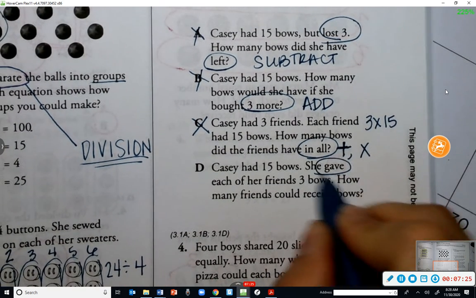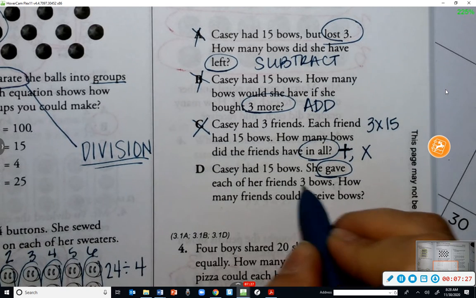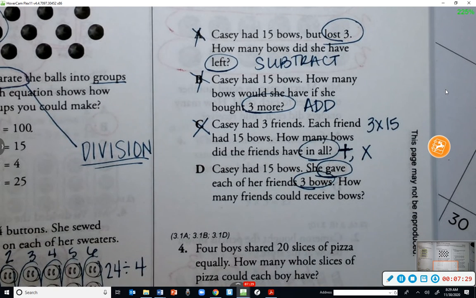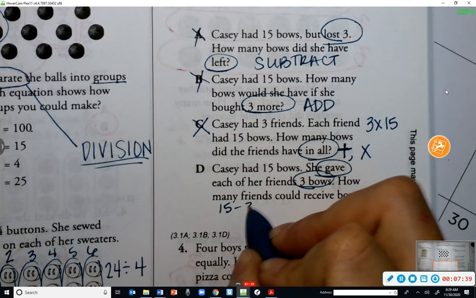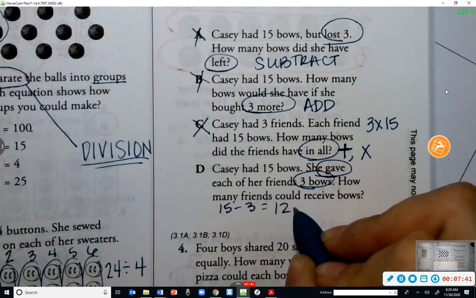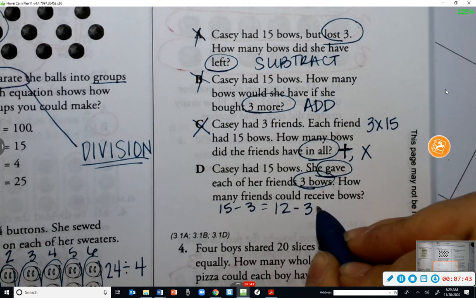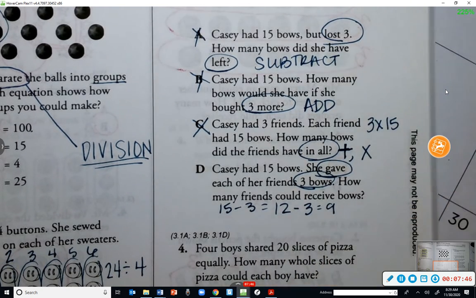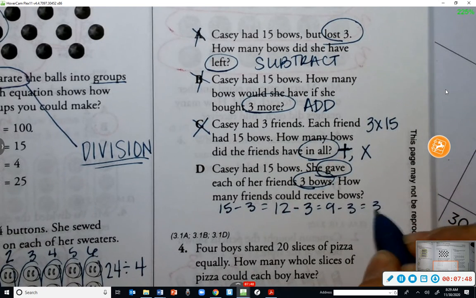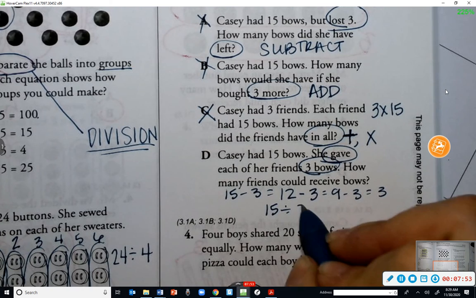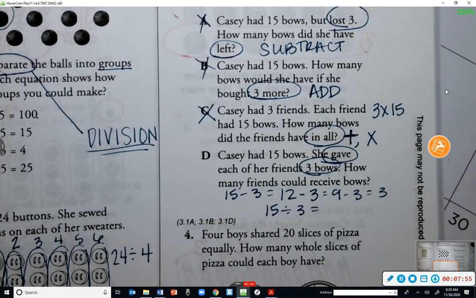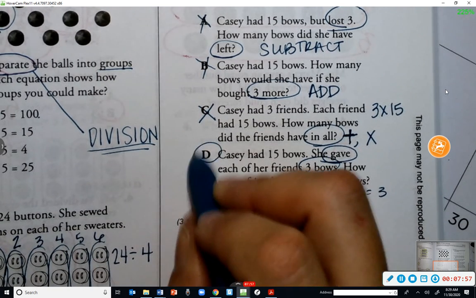She gave each of her friends 3 bowls. So is she giving an equal amount each time? If she's giving 3 to each of her friends? Yes, so that's like saying 15 minus 3. And then you do it again, 12 minus 3. So if I'm doing repeated subtraction, what type of problem is that? That is a divide. Divide. So they're taking 15, dividing it by 3. Okay? So D would be correct.